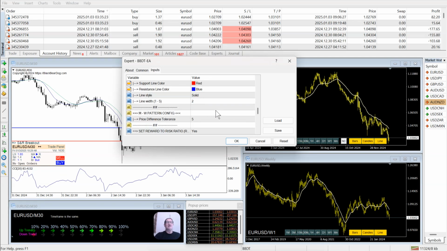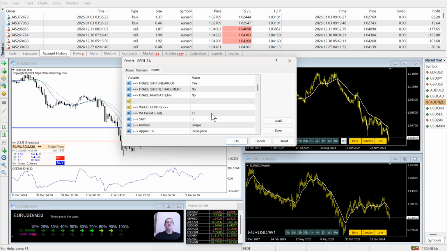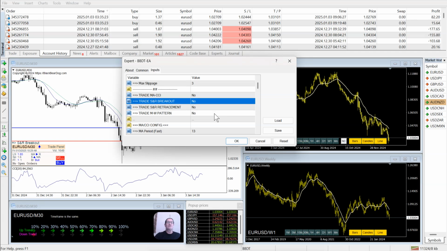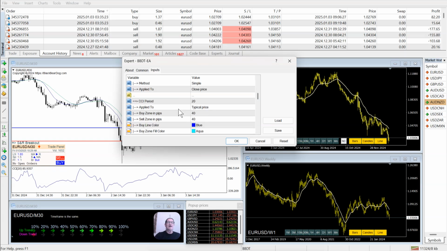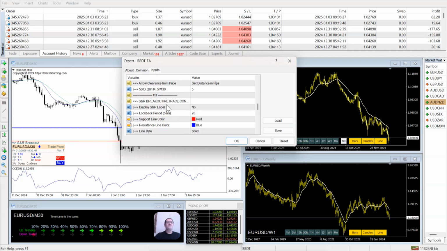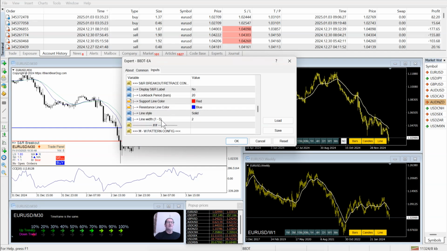Last but not least, if we go to the M and W pattern configuration, so I would have to activate that in here. I set this to no, and I go to the M and W pattern routine. I want to use this. Then the only thing I have to set is the, where am I here? Here we go, M and W pattern configuration. The only thing I have to set is the price difference tolerance. The bigger you make that number, the larger the tolerance will be.